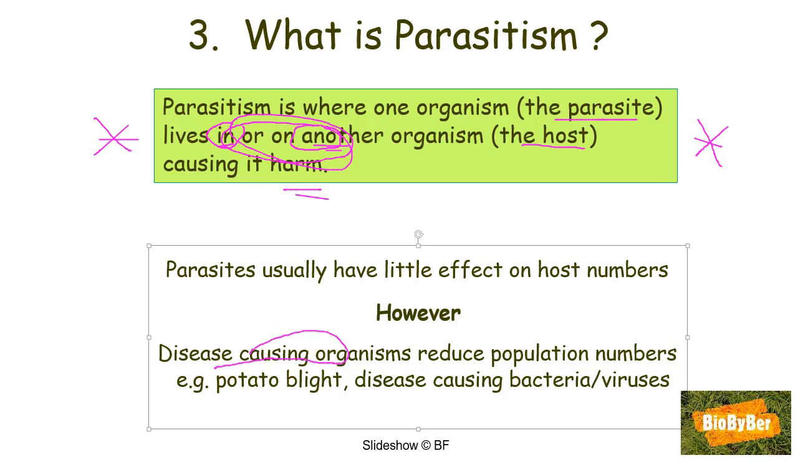Disease-causing organisms, like disease-causing bacteria and viruses, like the potato blight fungus, these disease-causing organisms can reduce population numbers, like the potato blight, wiping out the potato crop, or the disease-causing organism, the coronavirus, causing so many deaths.